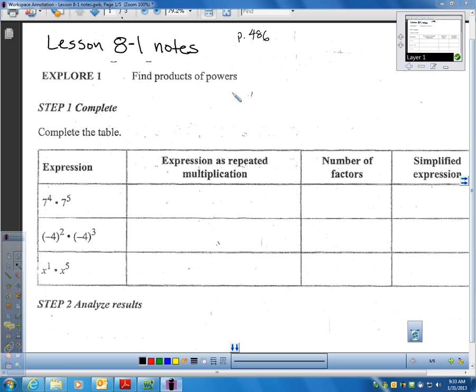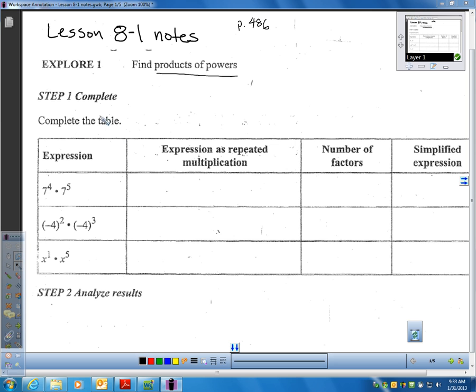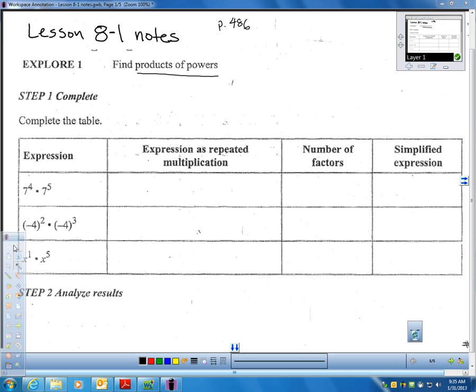So let's start off with the first property, which is called the product of powers property. They're asking us here in this table to find products of powers, so we're going to learn what this property is. Let's complete the table. First, we're going to do 7 to the 4th times 7 to the 5th power. Let's think about what that means. 7 to the 4th power means 4 factors of 7, and I'm multiplying that by 7 to the 5th power, which means 5 factors of 7.